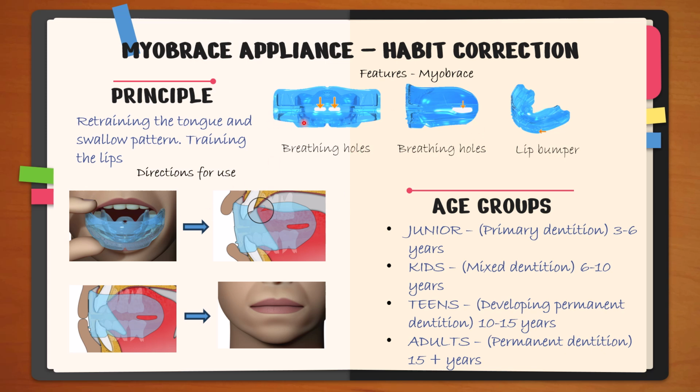Then the other features in this Myobrace appliance include the breathing holes and the addition of a lip bumper to it.